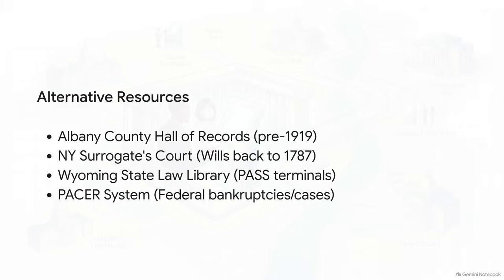But what happens if the clerk simply doesn't have the paperwork? Well, here are some major pro tips for utilizing secondary sources and historical archives. In New York, if you need historical files from before 1919, you need to hit up the Albany County Hall of Records, or ACOR. Looking for wills dating all the way back to 1787, you've got to visit the New York Surrogate's Court. Out in Wyoming, if the main courthouse is totally packed, check the state law library for additional public terminal access. And remember, for federal issues like bankruptcies or federal crimes in either state, you won't find those at the county level at all. You have to use the federal PACER system online.